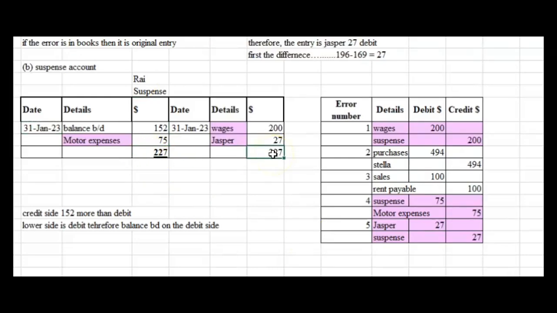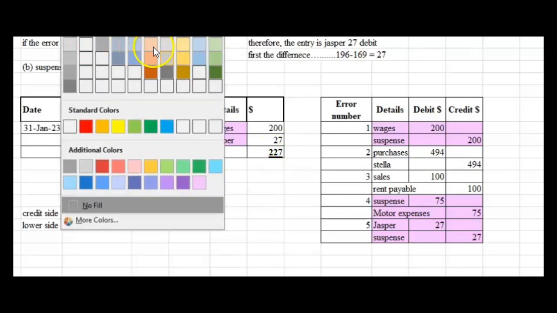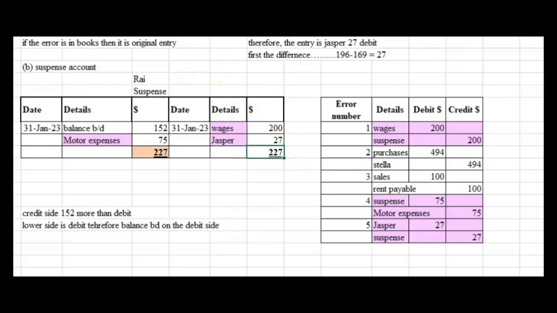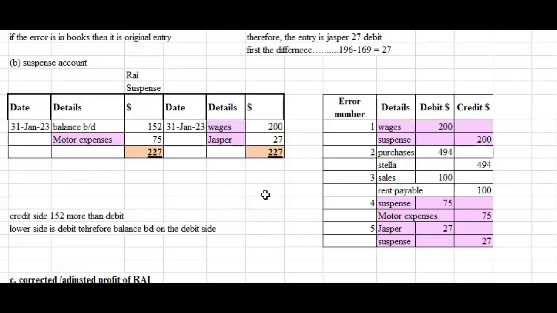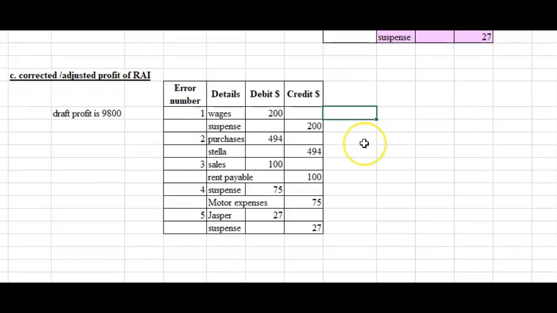We've carefully gone through all the errors, made the necessary journal corrections, prepared the suspense account, and calculated the corrected balances. Now we move to the next requirement, calculating the corrected profit after the errors have been fixed. We begin the corrected profit with the draft profit of $9,800. To determine whether the profit will increase or decrease, we review each corrected error one by one. It is helpful to keep the journal entries visible so we can refer to them as we go.